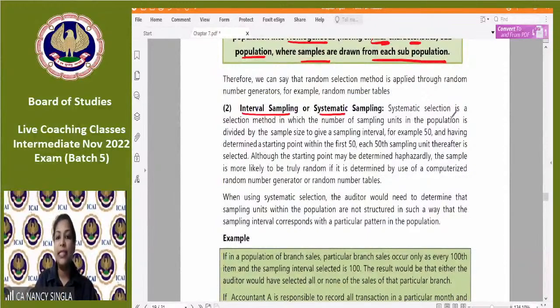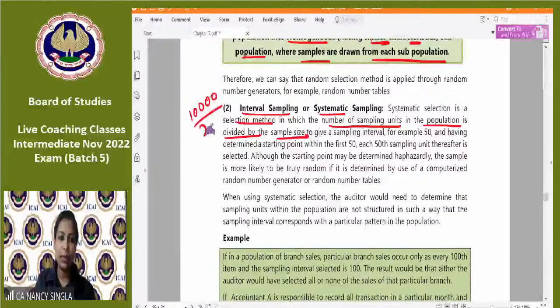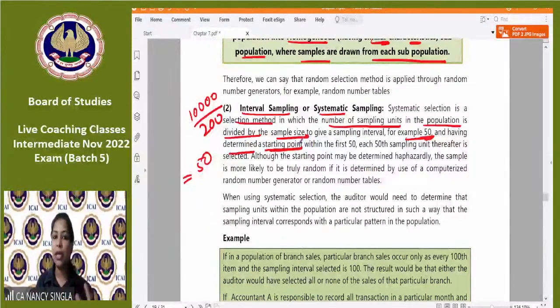Interval sampling. Systematic sampling is a selection method in which the number of sampling units in the population, that is the entire population, 10,000, is divided by the sample size. तो हमारा sample size क्या था? We needed a sample of 200, है ना? For example, 50. So, having determined the starting point, the auditor can determine it on a random basis. Within the first 50, each 50th item thereafter will be selected. Although the starting point may be determined haphazardly, the sample is more likely to be truly random.